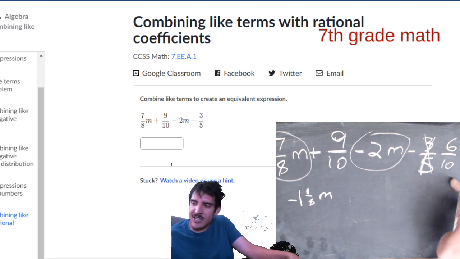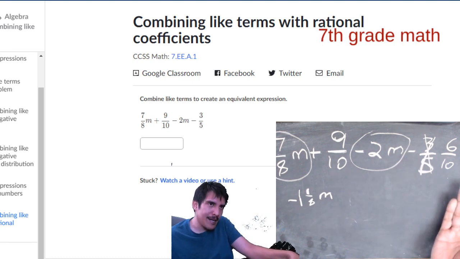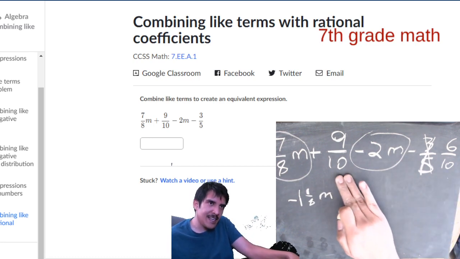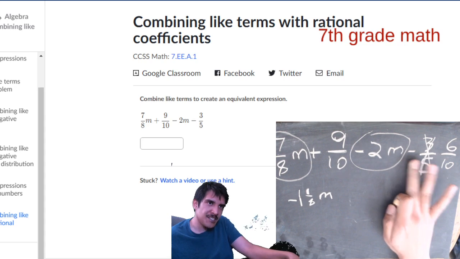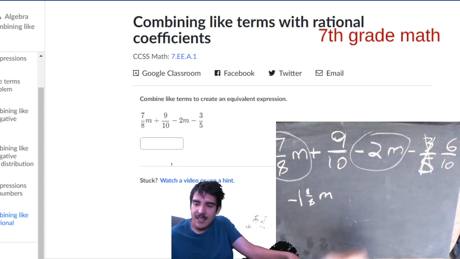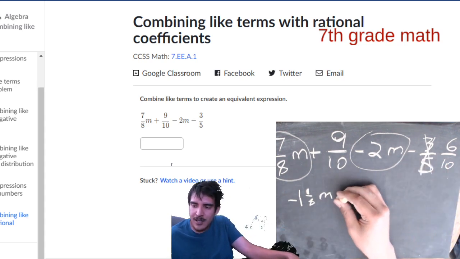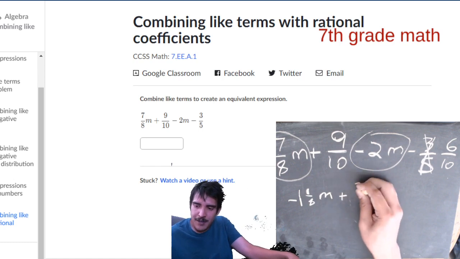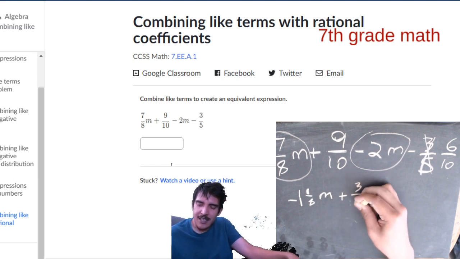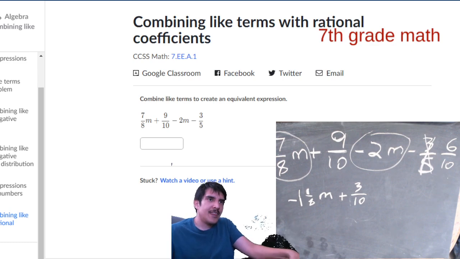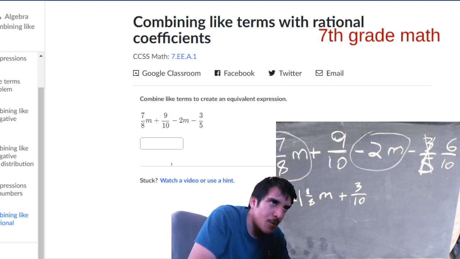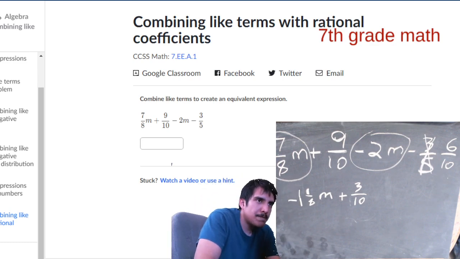So now that I've changed that, I can do my combining like terms. What is 9/10 minus 6/10? How many tenths are left over? You are left with positive 3/10, okay? That right there is what we should have. Negative 1 and 1/8 m plus 3/10.